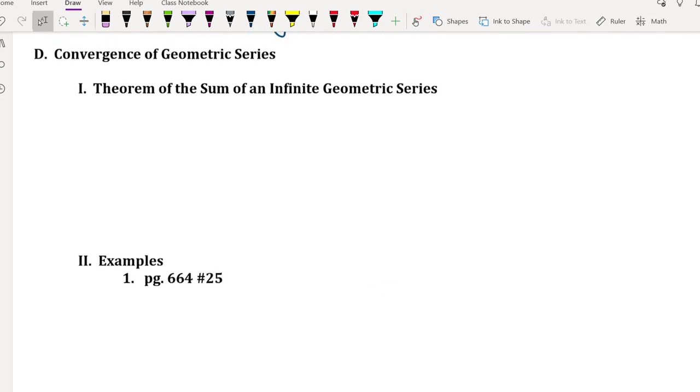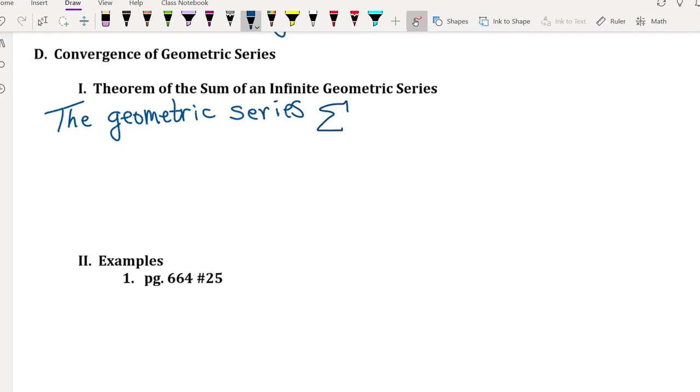Okay, so how do we talk about convergence of geometric series? Let's start with a theorem: the theorem of the sum of an infinite geometric series. These are really nice to work with because there's a real nice formula for it. So the geometric series, the summation k equals 1 to infinity of a times r to the k minus 1.